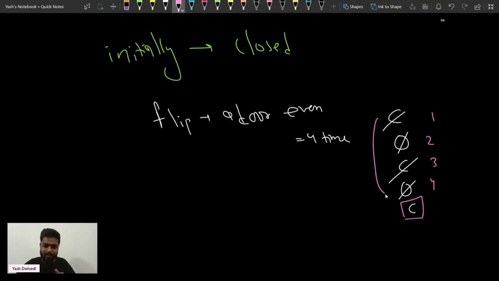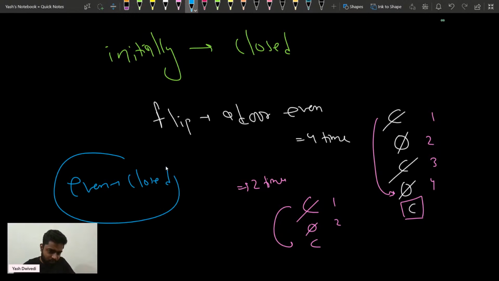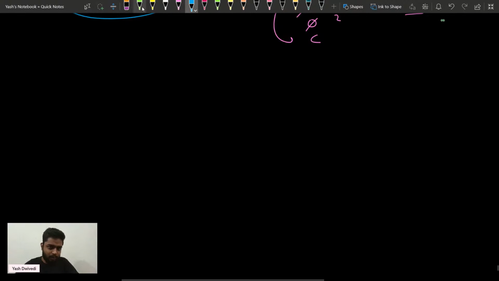Closed. Okay, is everyone clear with this part? If you see for 2 times, let's say for 2 times, I'll open it, then I'll close it. So one time, two times. So for an even number of times, I'm getting it as closed, right? If I flip a particular door an even number of times, then it will be closed only, because initially the door is closed. Correct. If the door is flipped an even number of times, then it will be closed.